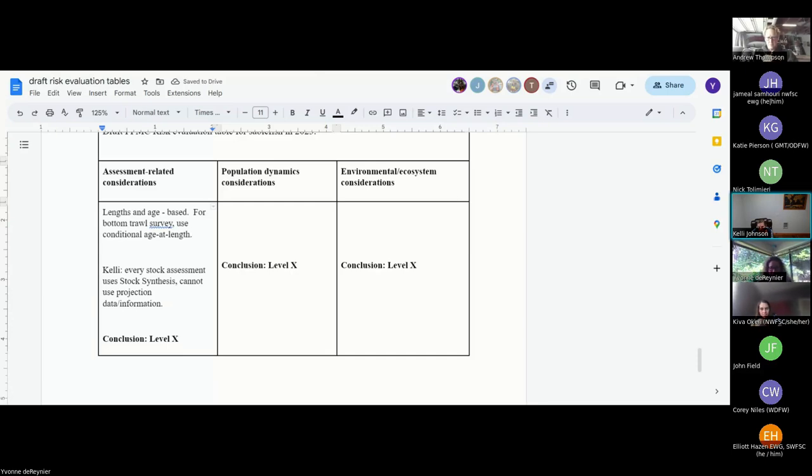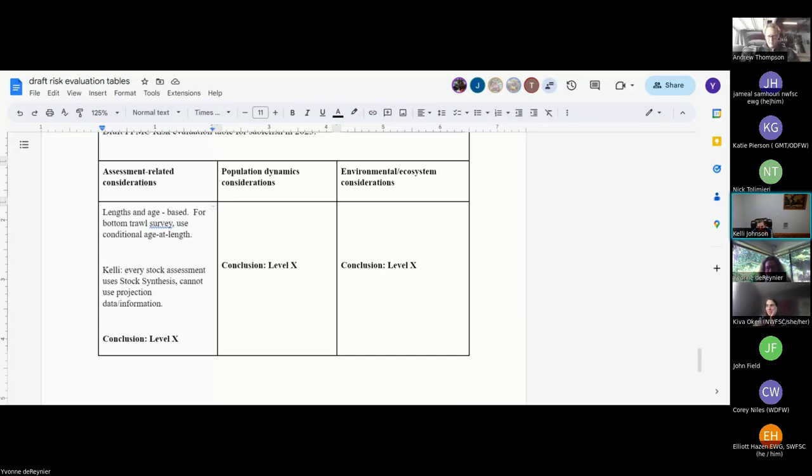And there's no recreational data similar to Petrale. It's just based off of commercial data. And then I think, Kiva, that was you in the chat as far as what a limited update means.